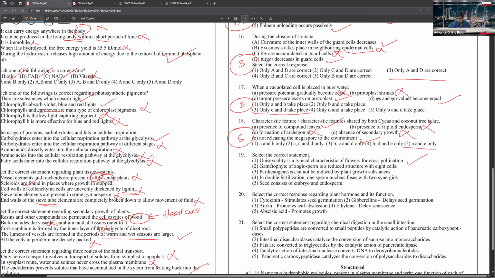Gametophyte of angiosperm is reduced and structured with the 8 cells. I have to bring this to you when you come to the class on Saturday, okay?